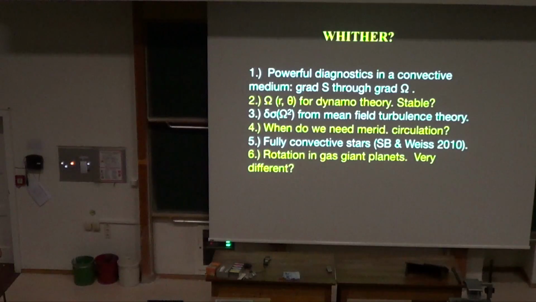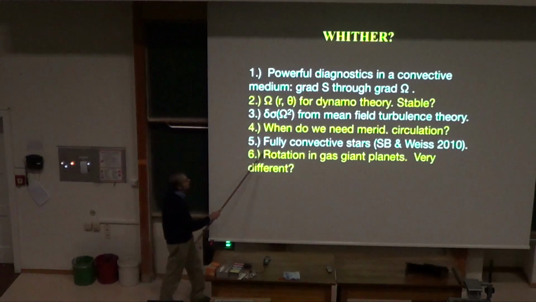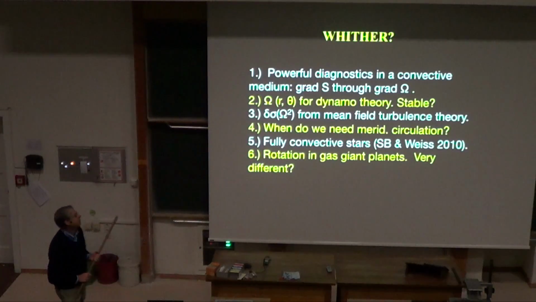When do we need meridional circulation? That was the classic way to maintain radiative balance. Can't do meridional circulation if you don't have an entropy gradient balance. Something that hasn't been pointed out, as far as I know. Fully convective stars can be treated in the same way. Michael Weiss and I have looked at this problem.